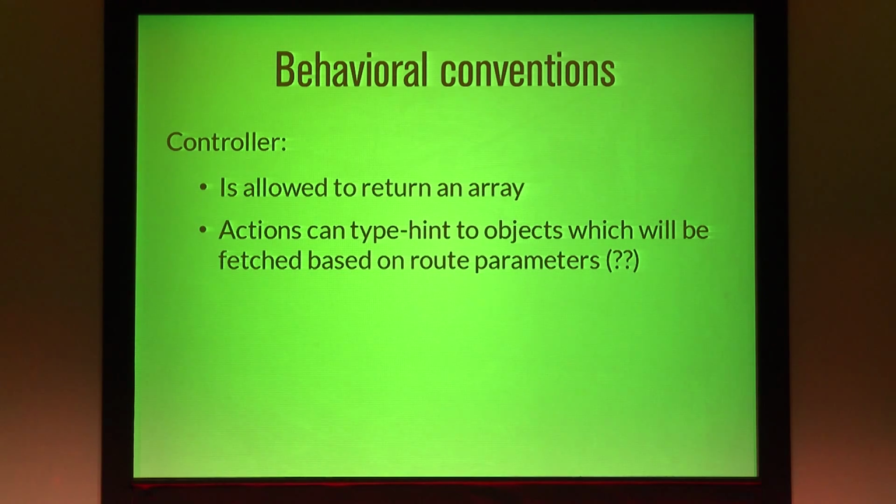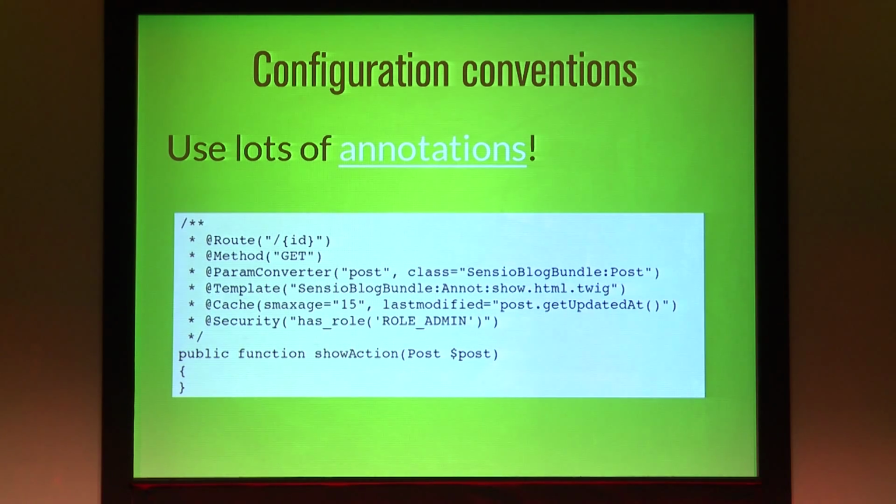Some behavioral conventions: the controller is allowed to return an array, which will later be used as the values for template variables. Actions can type-hint objects, which will be fetched based on route parameters. Well, that is some really cool magic there. Yeah, configuration conventions use lots of annotations. You probably do that too, which is fine, but I will show you how to get rid of them in this talk.